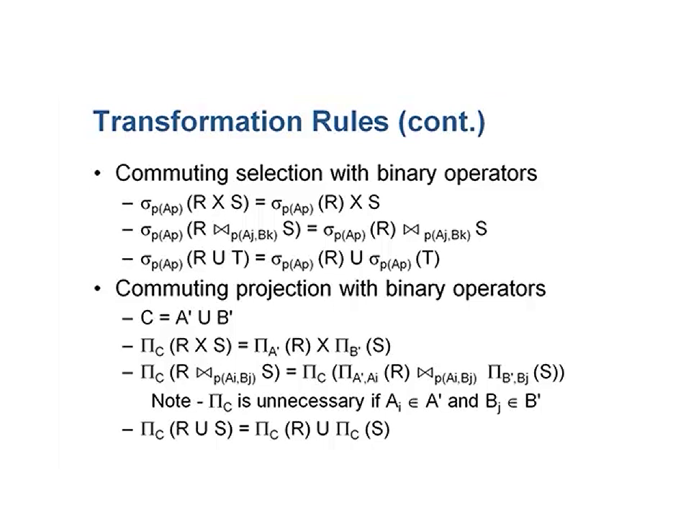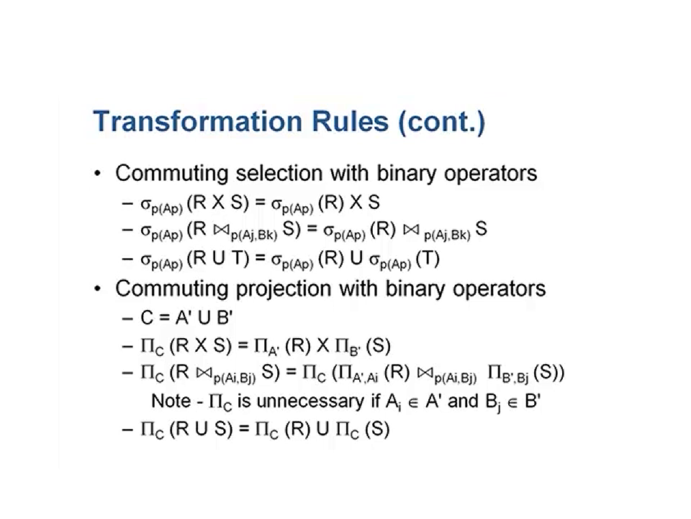A applies to table R, and the B's apply to table S. So if we project C from R cross S, where C is the union of A prime and B prime, we can take the A primes that are associated with R and just project those columns from R, and then cross product them with just the columns we need from S, the B prime columns. Similarly, we can apply this to a natural join.